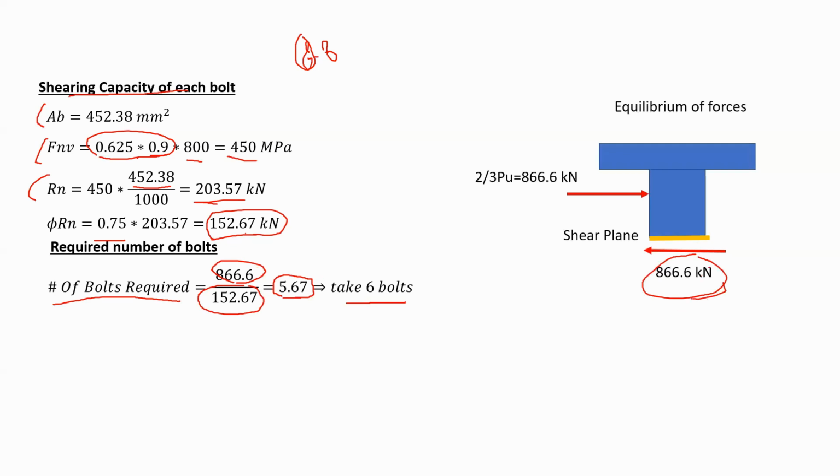Now, in order to calculate the number of bolts you need to carry the loads, as I told you before, the maximum force on a shearing plane is 866 kilonewtons. Therefore, I'm dividing the applied force, 866, by the shearing capacity of one bolt, 152.67. From here, you get the number of bolts required is equal to 5.67. And of course, you cannot take 5.67 bolts, therefore you take 6 bolts.